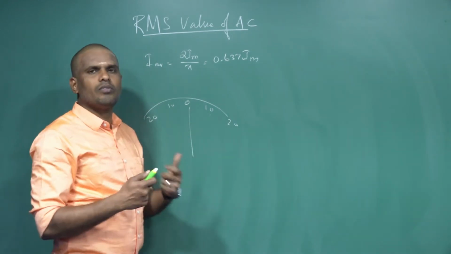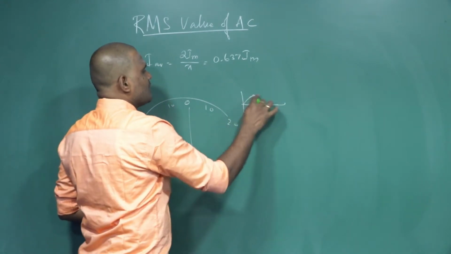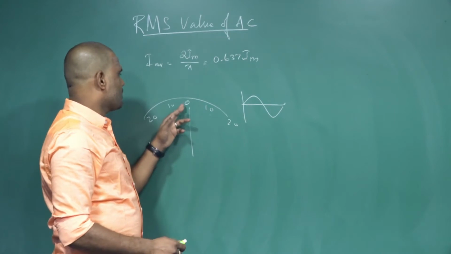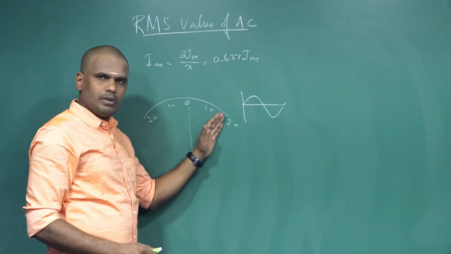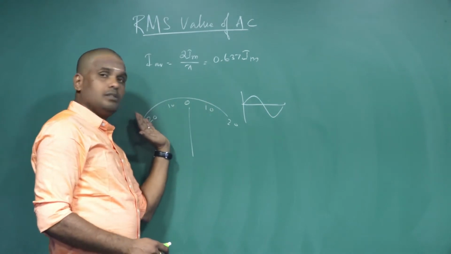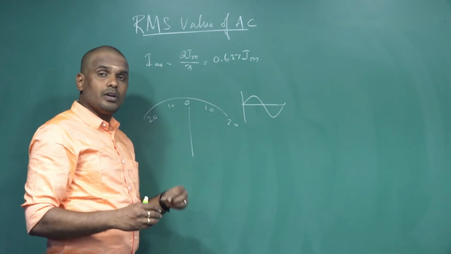For AC current, what will you do? Deflection will take place for half a cycle. As you know, alternating current varies in magnitude as well as in direction. So the deflection will take place in one direction for half a cycle. For the other half cycle, the deflection will take place in the opposite direction. And that happens when the current flows very slowly.